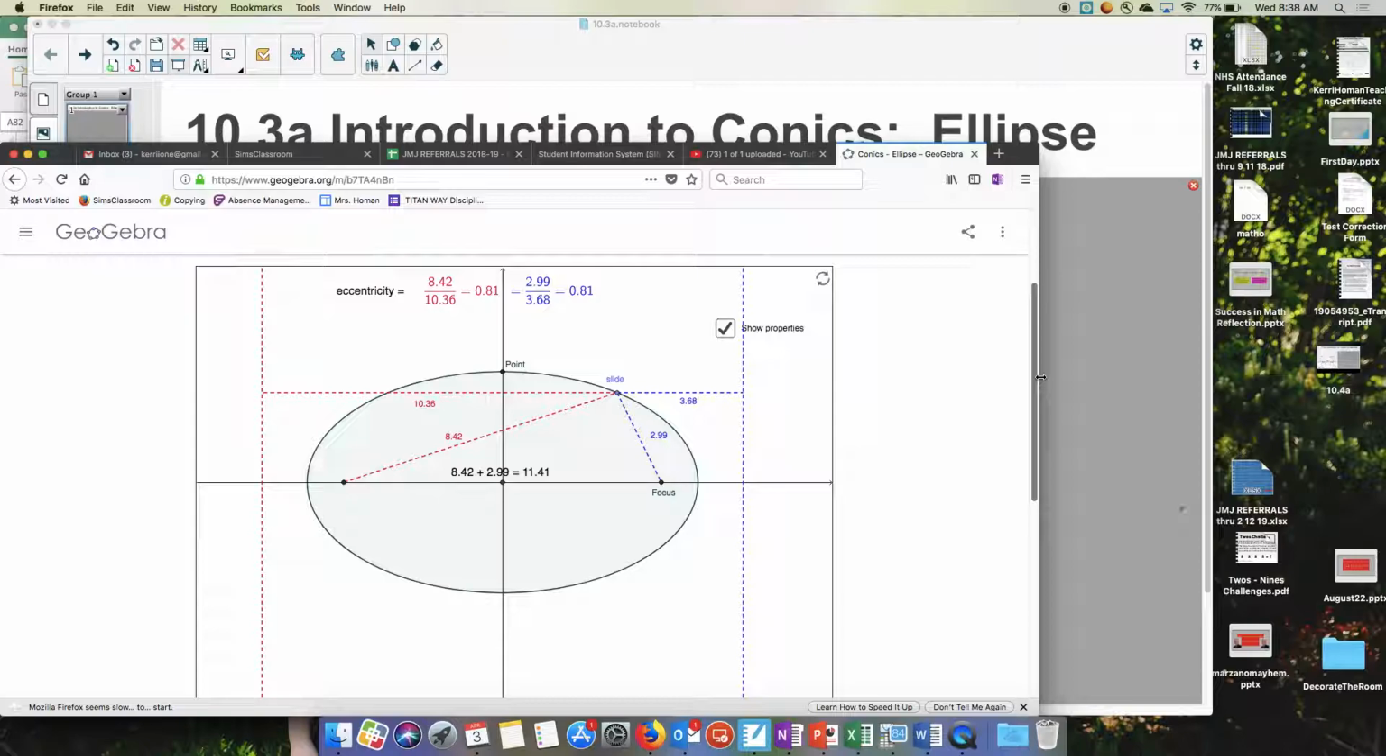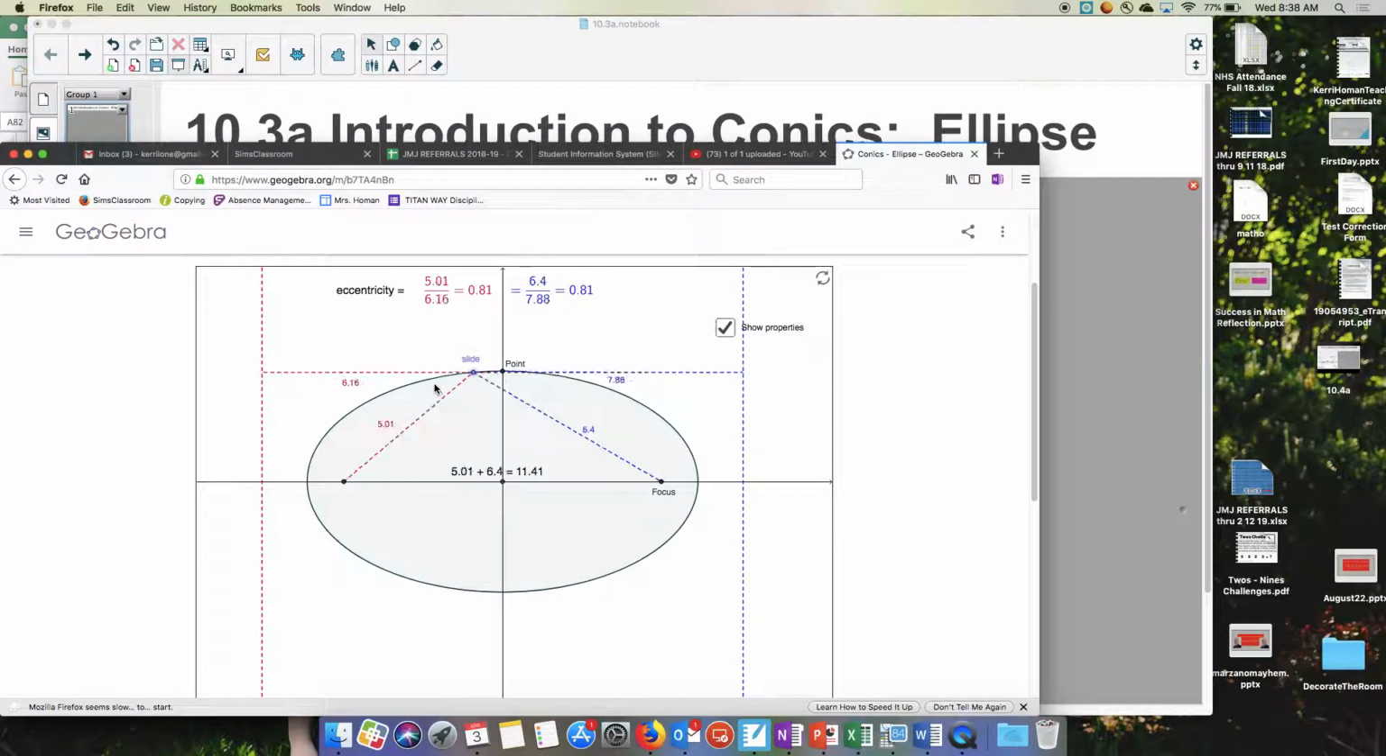Okay. Now, look up here at my ellipse. Do you see this red dotted line and this blue dotted line? That looks like what from what we just did? Our dental floss. And as we move around, these are always going to add up to be the same thing. Right here, 11.41. Those two lines are continuously adding up to be the same thing.